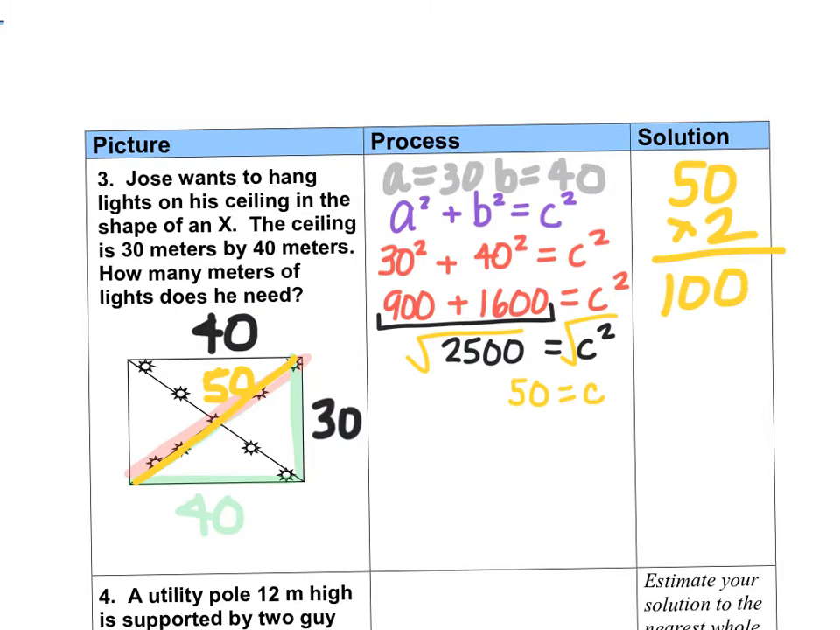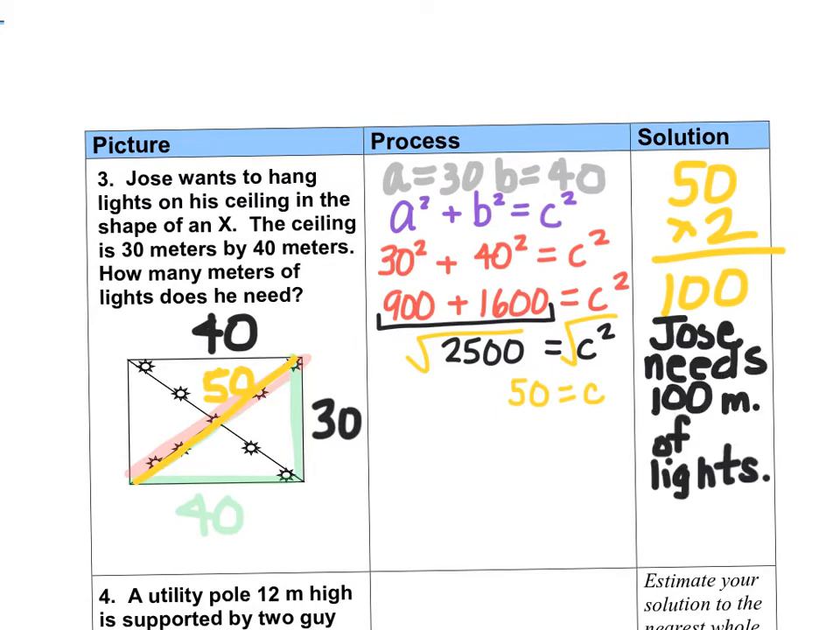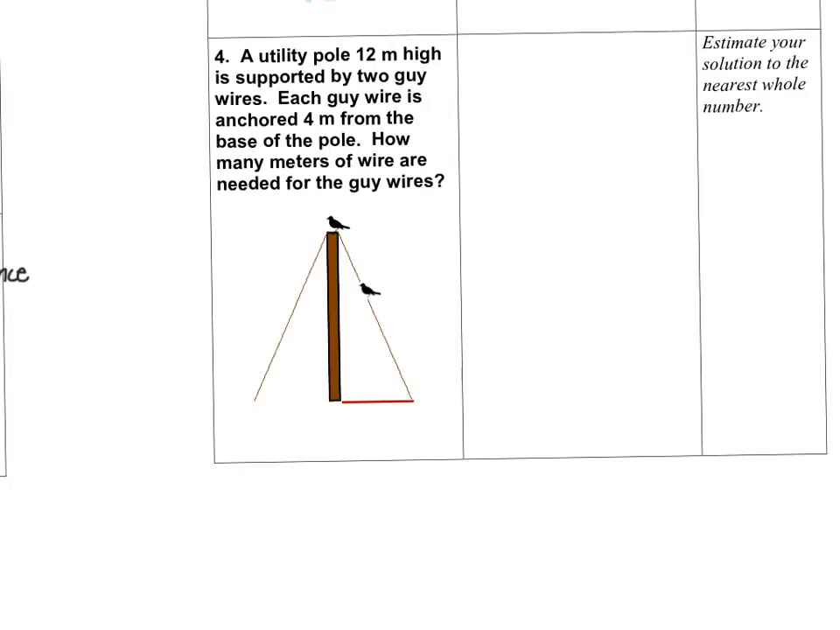Go back to the question. How many meters of lights does Jose need? Jose needs 100 meters of lights. In number 4, we come to another application. This application is how much wire is needed to support a utility pole.